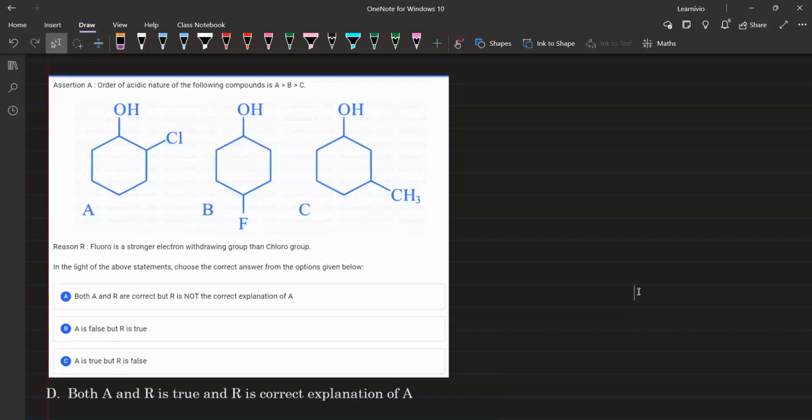These are not phenols, by the way. These are alcohols, okay, keep that in mind. The order of acidic nature in the following compounds. They have placed the fluorine and chlorine such that it looks like it is a benzene ring, but it's not benzene.